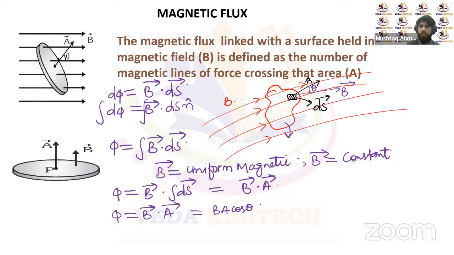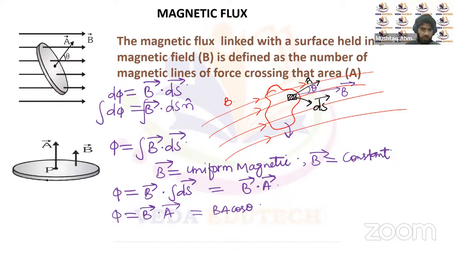And its orientation with respect to the magnetic field is very important to calculate the amount of flux passing through the given area. If theta is the angle between the area vector and the magnetic field vector, then the flux is B dot A, or B A cos theta.